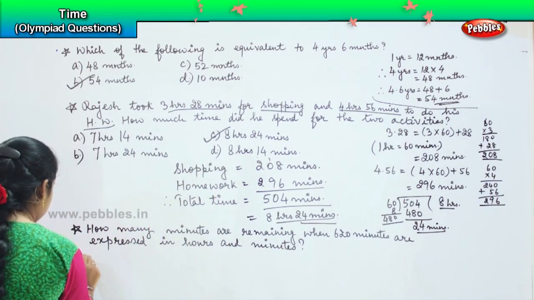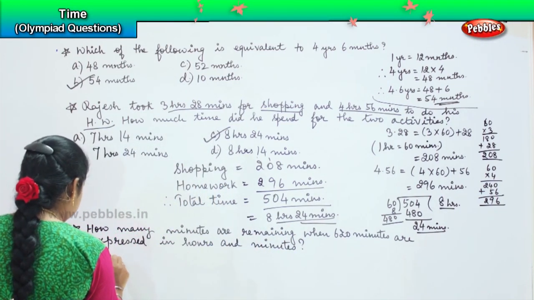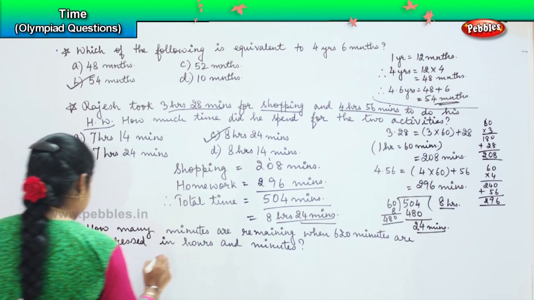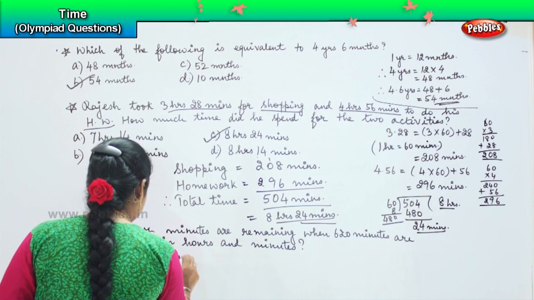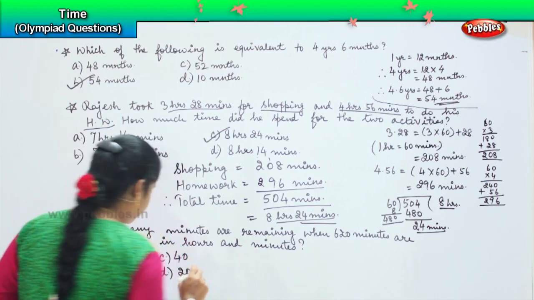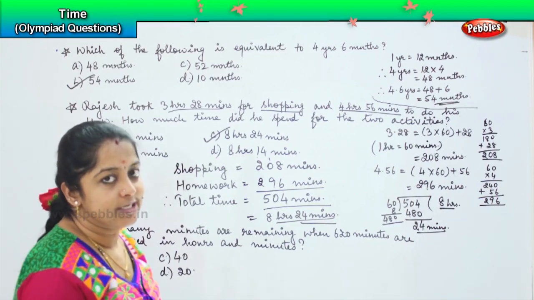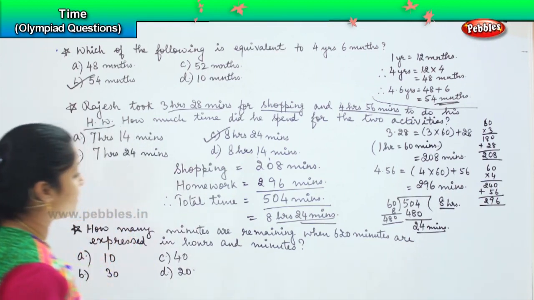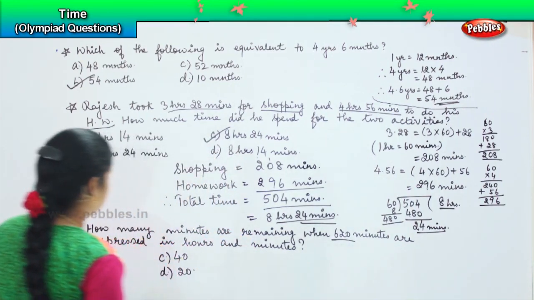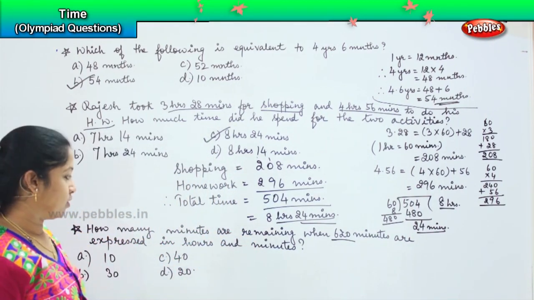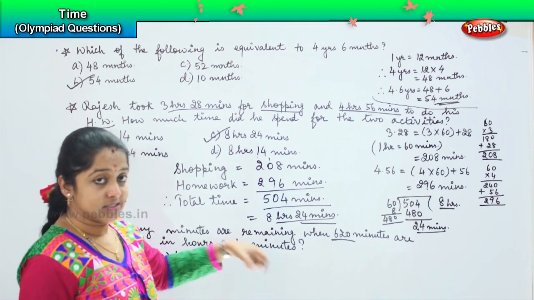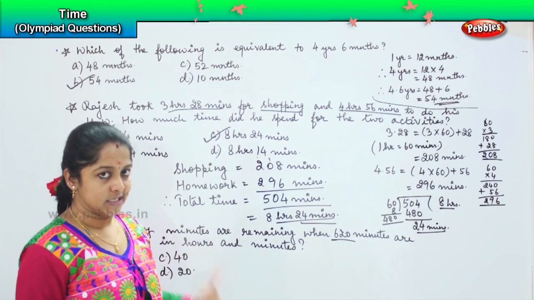Okay, and your options are A 10, B 30, C 40 and D 20. So, here it's an easy question. What they are asking is how many minutes are remaining when 620 minutes are expressed in hours and minutes. So, here they are not asking how many hours are there. They are only asking what is the remaining balance which is taken as minutes.